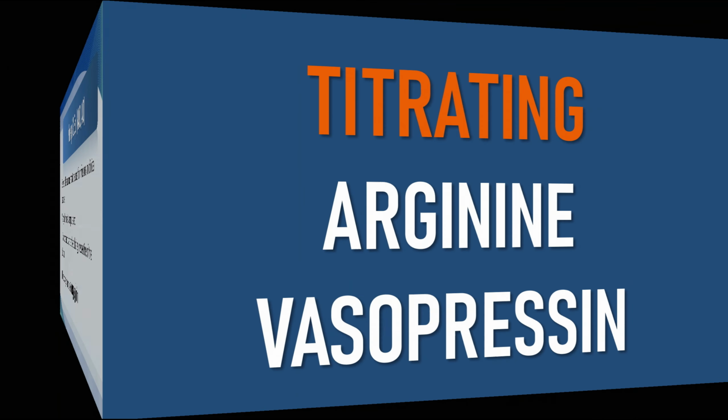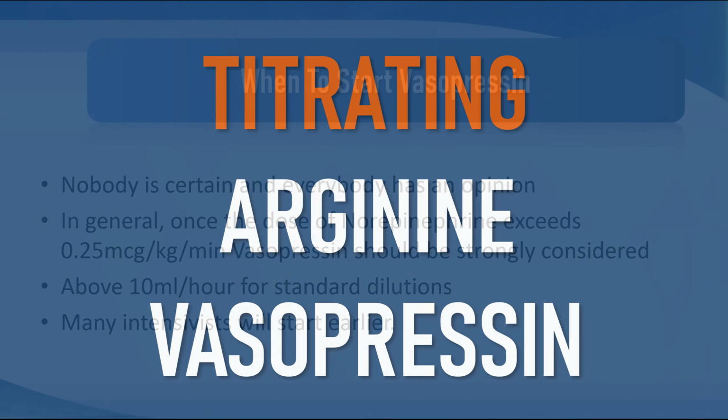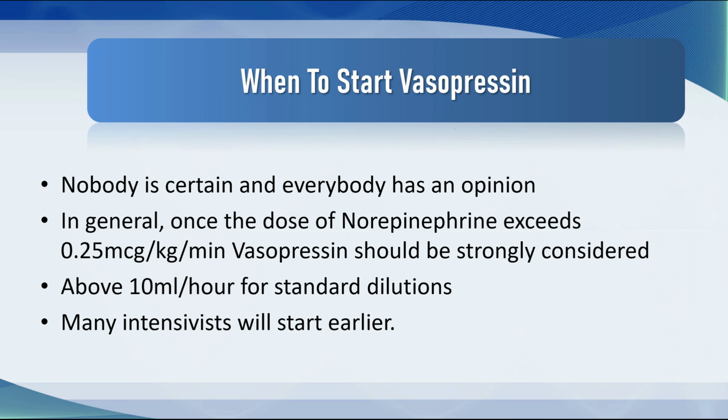What about arginine vasopressin? Vasopressin is that additive agent that we give patients in vasoplegic shock to restore vascular tone where they have run out of circulating vasopressin. It is hormone replacement therapy. And nobody is entirely certain when to start this particular agent.